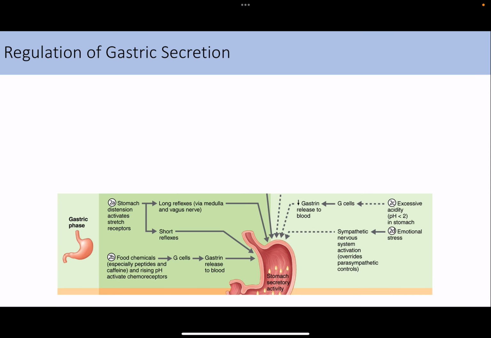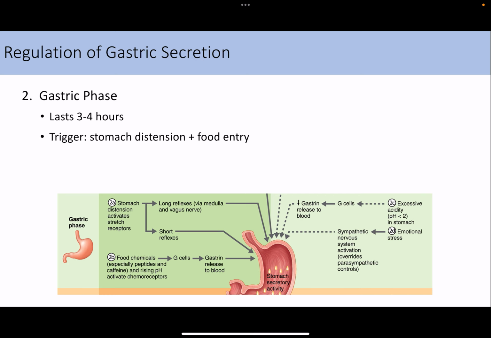The next phase is the gastric phase. So this is all happening within the stomach. This lasts about 3 to 4 hours. The trigger is stomach distension. So this is the swelling or filling of the stomach. And so the stomach stretches.